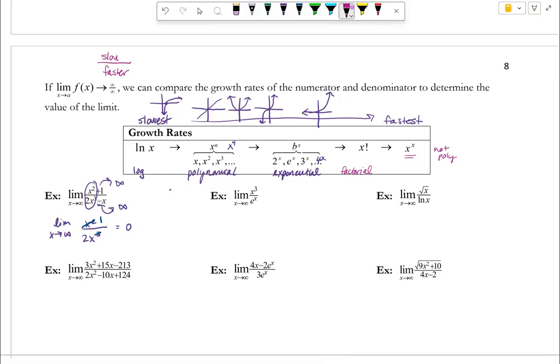So our numerator was growing slower. Our denominator was growing faster. And when that happens, we are going to approach 0, because eventually, when our numbers get really, really large, our denominator is going to be huge compared to our numerator, which is basically 0.